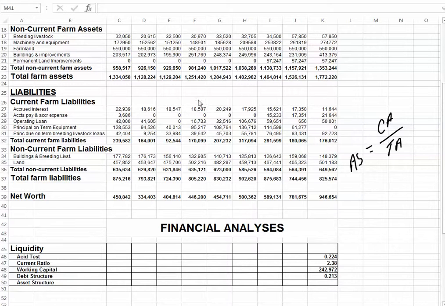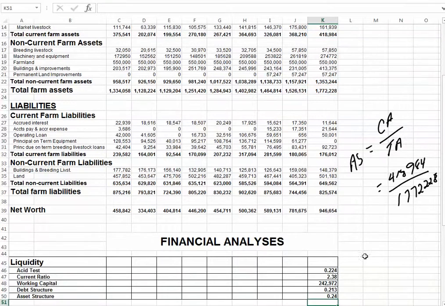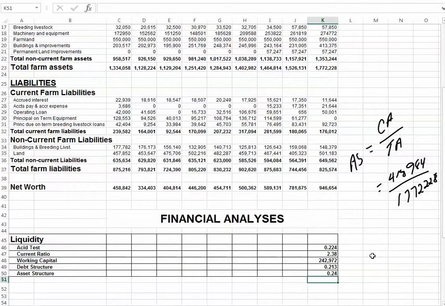spreadsheet, current assets are 418,984, and total assets are 1,772,228. So let's come down here and put that into the spreadsheet. It's equal to current assets divided by total assets. Okay, so it says that 24% of the assets that the farm owns would be in the category of current.